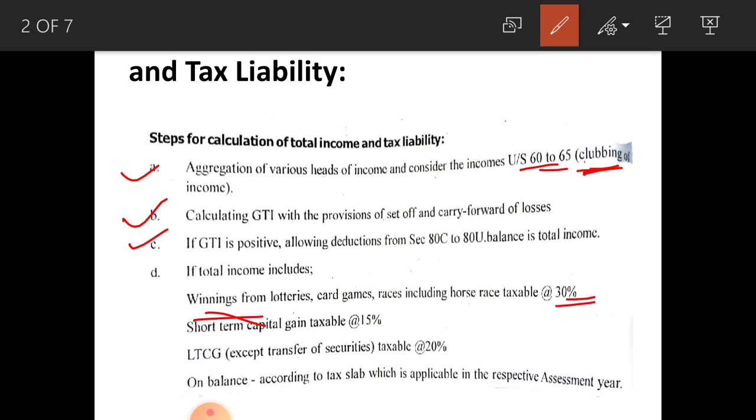Remember this point. Next one, short-term capital gain taxable at 15%. Short-term capital gain has to be taxed at 15%, that is a fixed rate to calculate short-term capital gain. Next, long-term capital gain except transfer of securities taxable at 20% and on balance according to tax slab which is applicable in the respective assessment year.